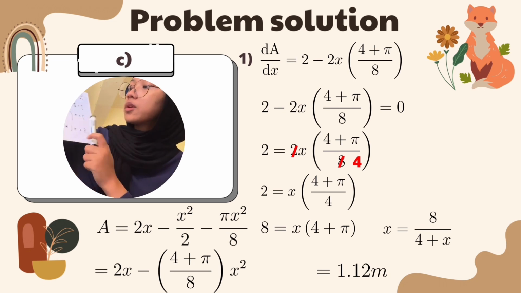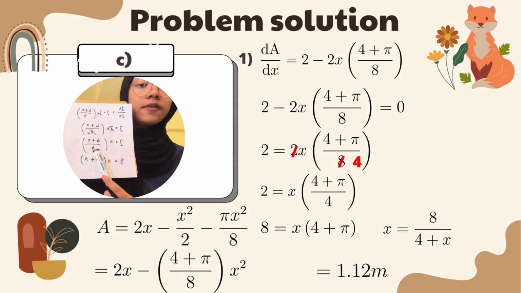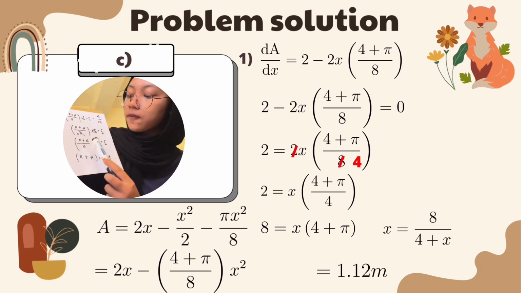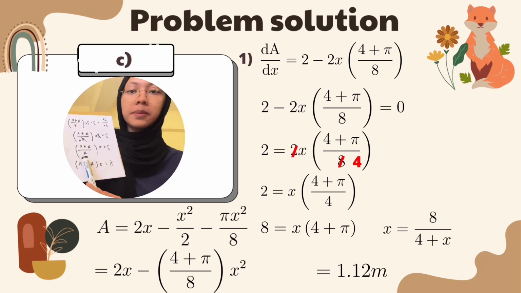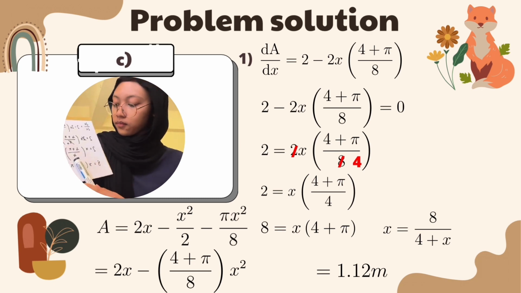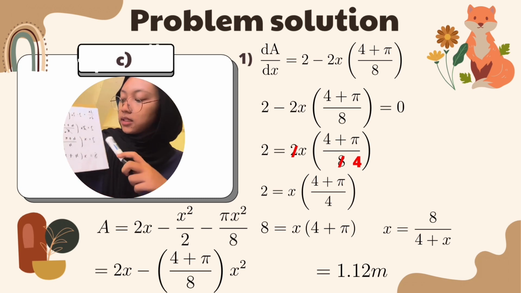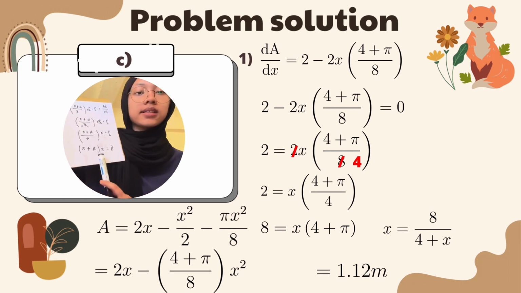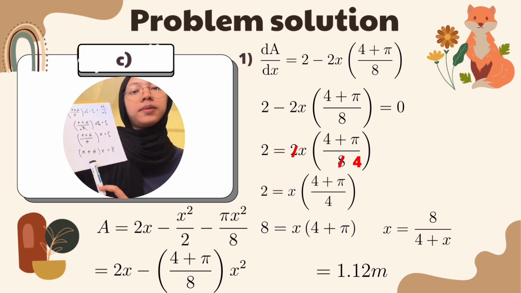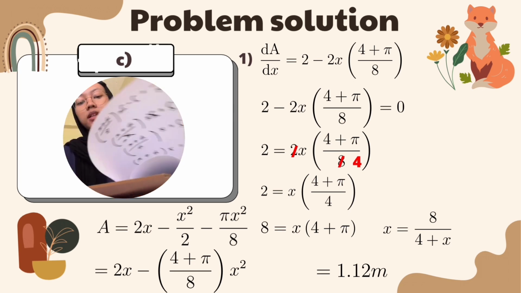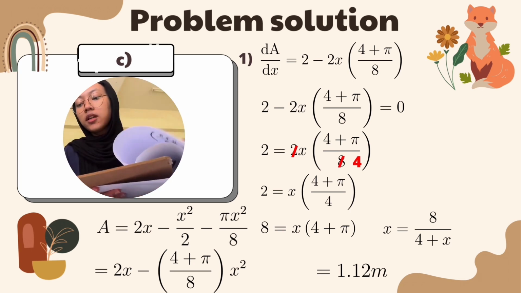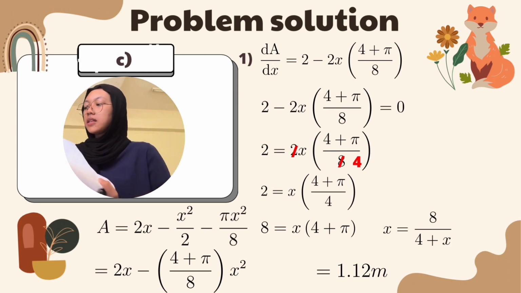Okay, and then we will bring the 4 in front. I mean the 4 at the left hand side, which will be multiplied with 2. So it will be 8. 8 equals x open bracket 4 plus pi close bracket. And the next one, after we got the answer, this is it.